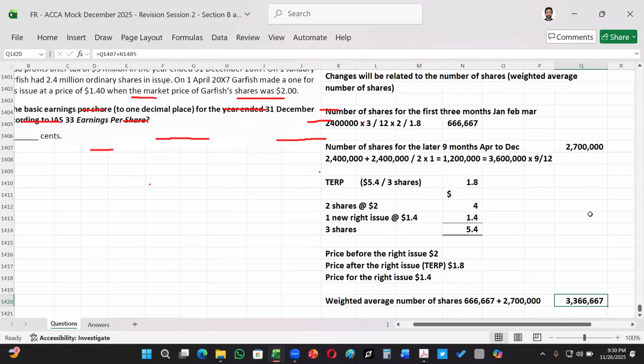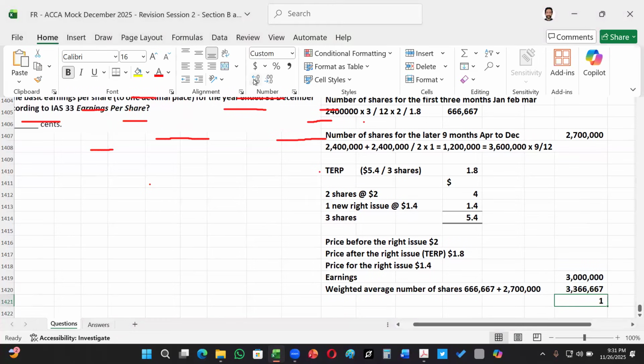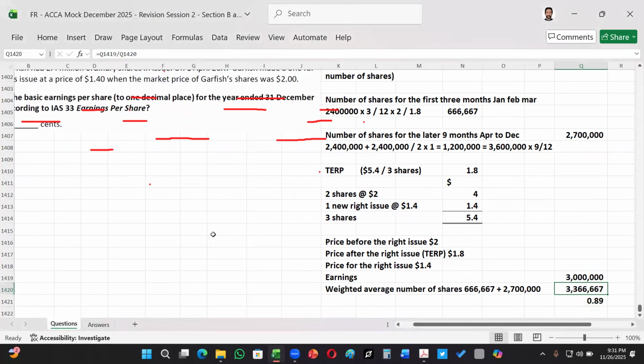Okay, and we also have the earnings. If we just write it here, the earnings, I told you that the earnings are not going to change. That is going to be 3 million. So we take this 3 million and divide it by the number of shares. We needed to have 2 decimal places, as the question says. So that is going to be 0.89. That is going to be the EPS.